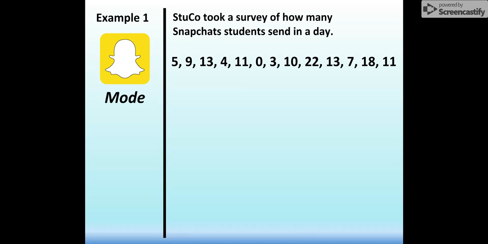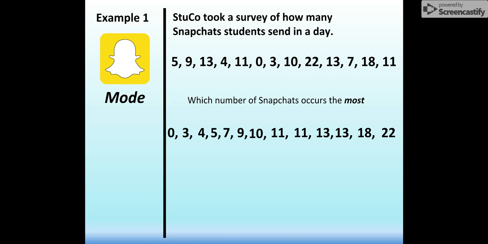Now let's find the mode. Look back at your list in order from smallest to largest. Circle any of those numbers that you see that occur more than the rest. 11 and 13 both occur the same amount. So our answers are 11 and 13.